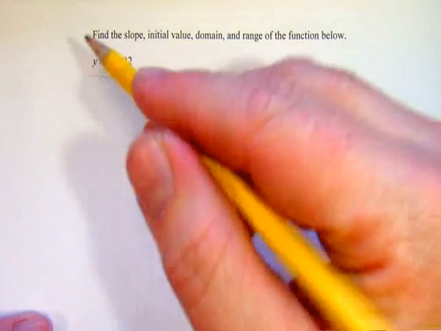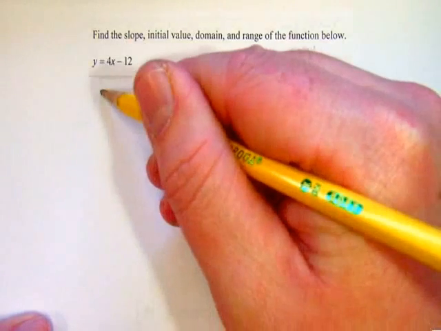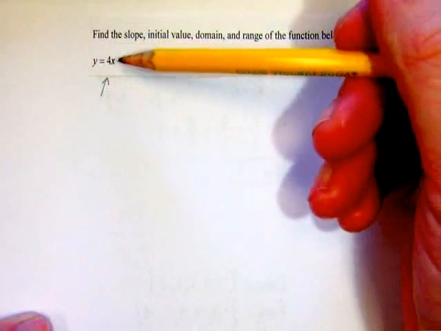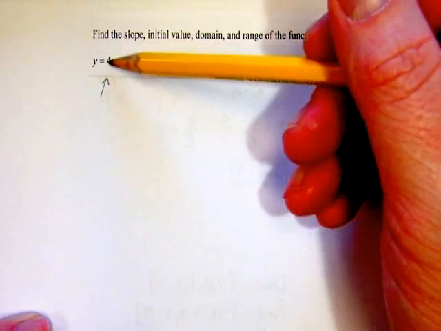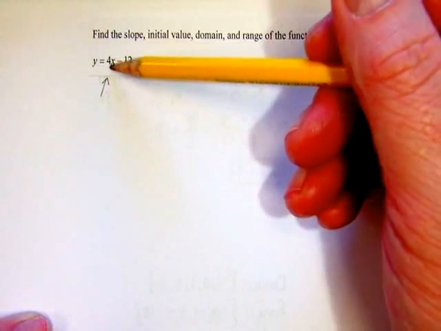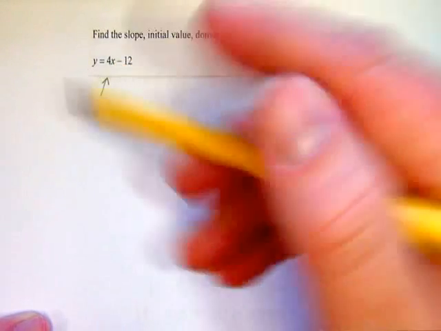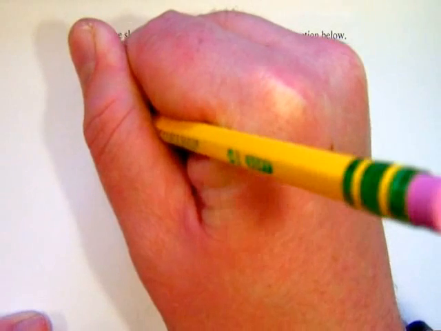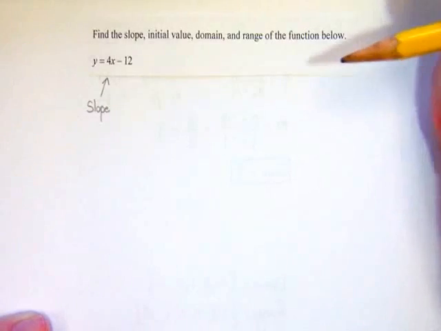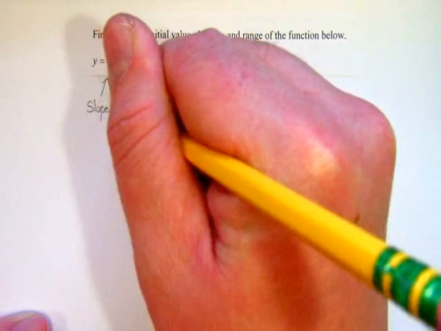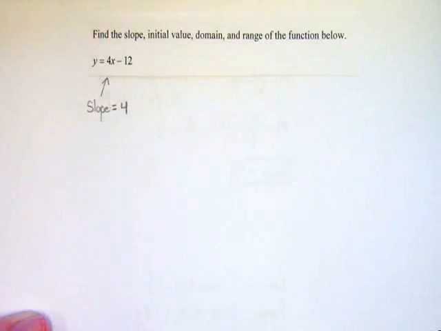So to find the slope, all you're going to do is look at the number that is the coefficient of x. That is, what number is right in front of the x variable. What are we multiplying x by? And that is going to be your slope. Easy as that. So in this case, my slope is equal to 4, just like that.